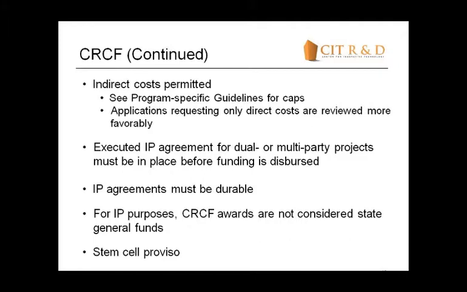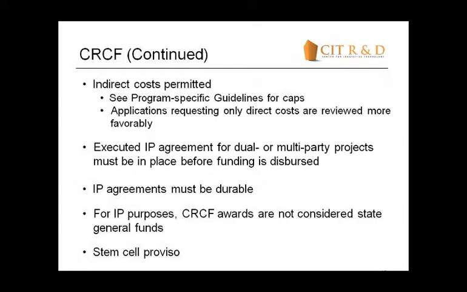For commercialization, SBIR and STTR, the cap for indirect costs is 10% of the CRCF award amount. So not any total. For instance, if it's commercialization, it's not the total of your match and your CRCF award, it is specifically the $50,000 or whatever amount you seek from CRCF. But you will notice that applications that request direct costs only are reviewed more favorably, and there is an evaluation criteria that addresses the percent of indirects that are requested.